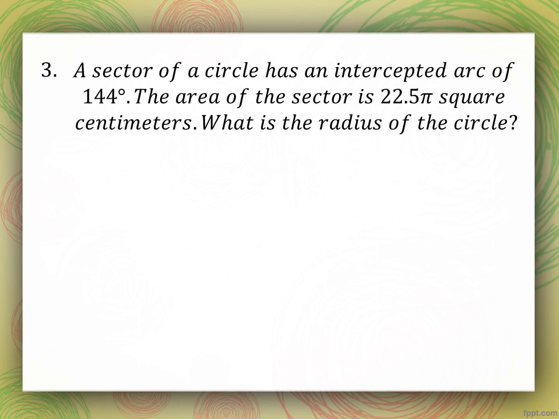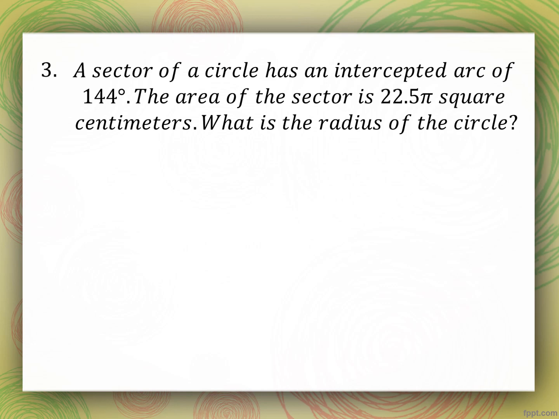Okay, let's have the third example. So a sector of a circle has an intercepted arc of 144 degrees. The area of the sector is 22.5 pi square centimeters. What is the radius of the circle? So this time we are given the area of the given sector plus the degree measure of the arc, and we need to find the radius of the circle.